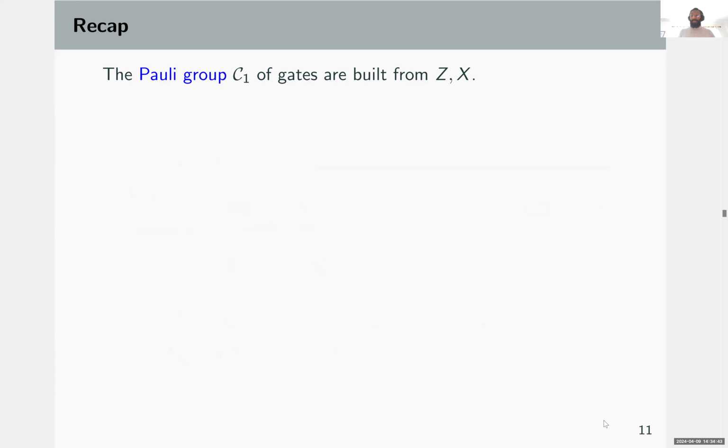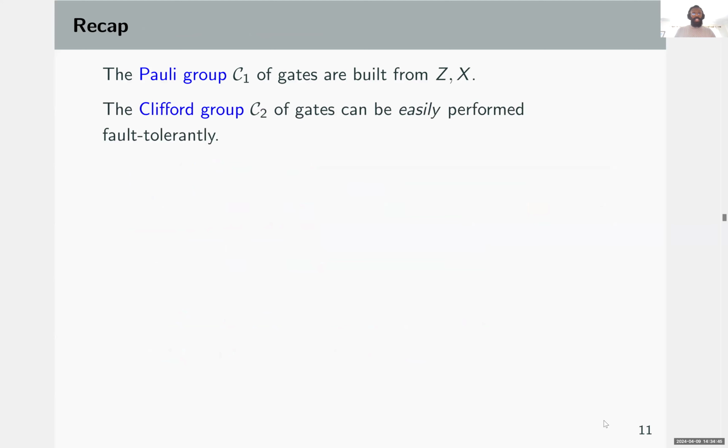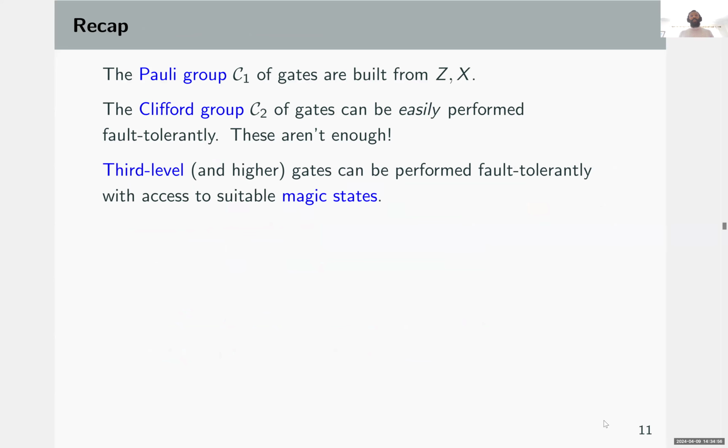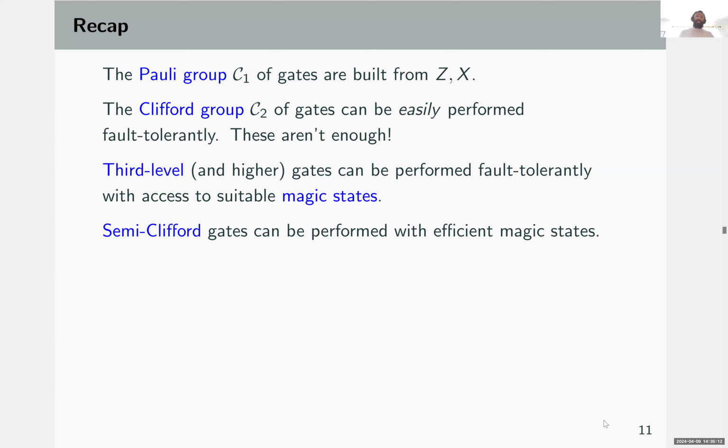So just to recap everything, because it's a lot of information: the Pauli group, C1, are gates that are built from the basic Pauli gates Z and X. The Clifford group, C2, are the gates that can be easily performed fault-tolerantly. However, these aren't enough to have a universal quantum computer. The third level gates are the ones that can be performed fault-tolerantly as long as you have access to suitable magic states. And preparing and storing magic states is one of the most difficult aspects of building a fault-tolerant quantum computer. And the semi-Clifford just means they're gates that can be performed with more efficient magic states.